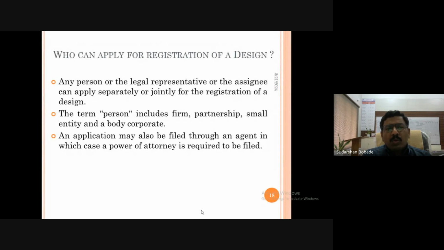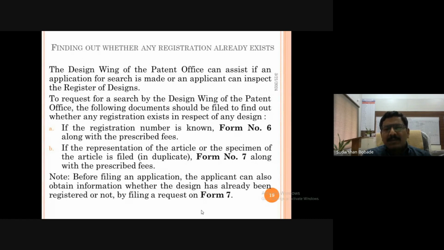Now, who can apply for the registration of design? Yes, we all, the human beings, everyone can apply for the design. Now try to understand, as an individual we can apply, as an entity or as an organization we can apply, and if we are not able to apply on our own, we can take the help of a power of attorney. So these are nothing but the concerns.